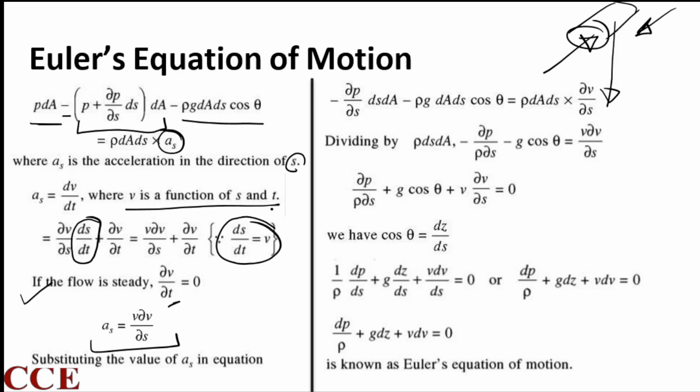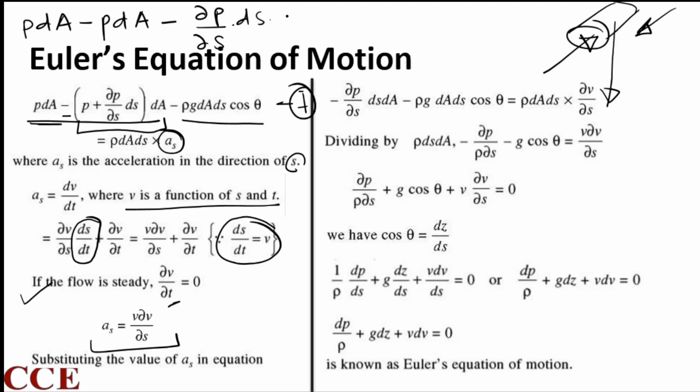If we put the value of a_s in this equation, minus ∂p/∂s dA ds, this equation will change. So P dA minus P dA minus ∂P/∂s ds into dA, so this will get cancelled out. Only the negative term will remain. So here it is written ∂P/∂s into ds dA minus rho g dA ds cos theta. This term is equal to, putting the value of acceleration in the s direction, rho dA ds into v ∂v/∂s.